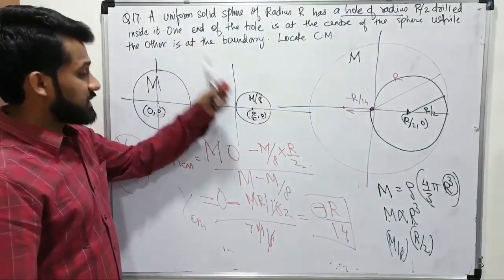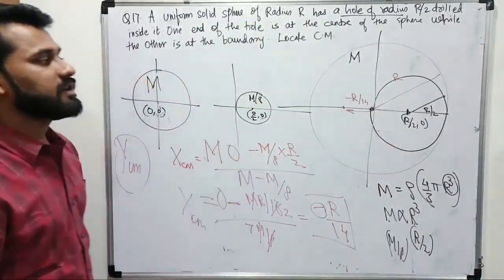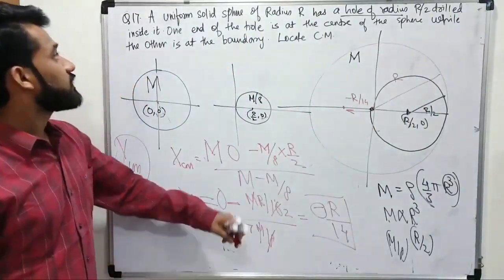So the answer for question number 17 is minus r by 14. The minus sign indicates the center of mass will shift to the left when you remove the sphere from the right side. So this is the answer for question number 17.